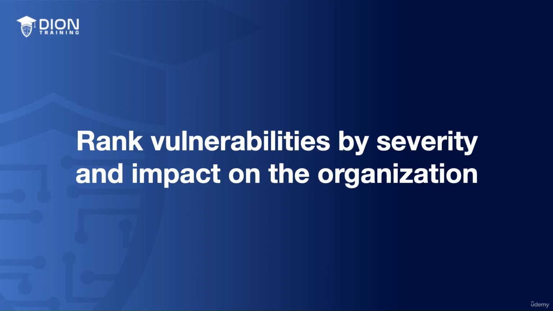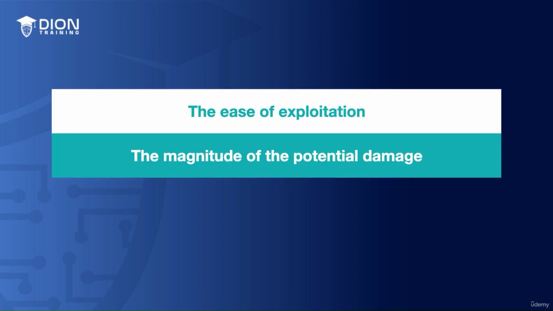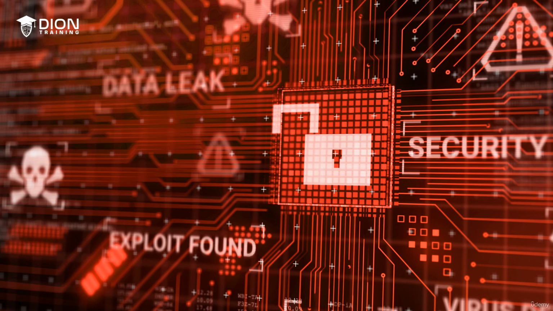Second, we need to prioritize our vulnerabilities. Now, when we're prioritizing our vulnerabilities, we need to rank our identified vulnerabilities in the order of their severity and potential impact on the organization to ensure that we can allocate resources that address the most critical security threats first. Several factors are going to come into play during this process, including the ease of exploitation, the magnitude of potential damage, and the importance of the affected system to the organization's operations. For example, if a vulnerability is found in a mission-critical application that could lead to significant data breaches if it was exploited, this is probably going to be prioritized a lot higher than a minor flaw in a less significant system.